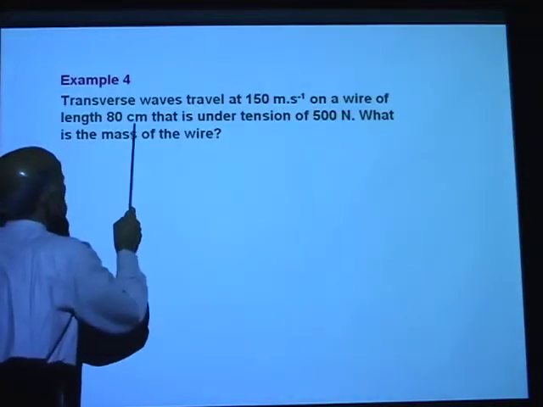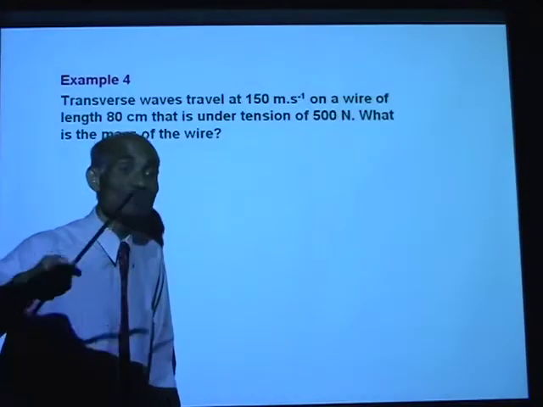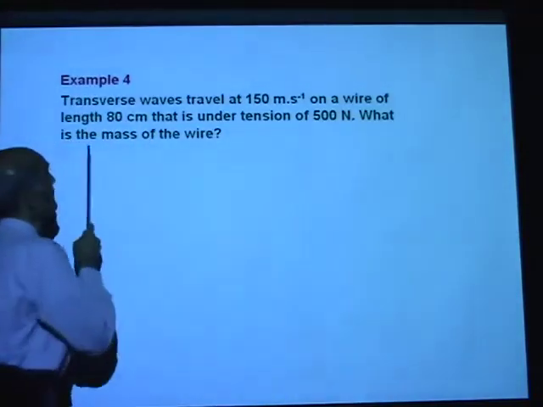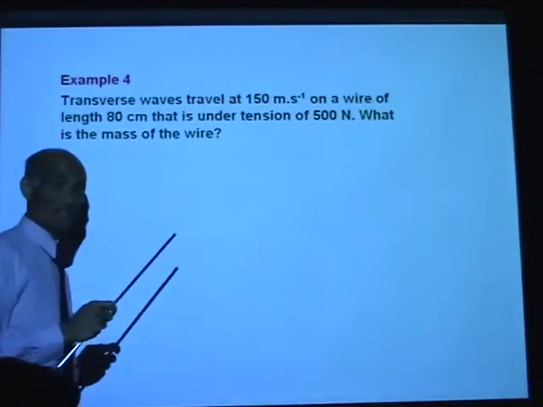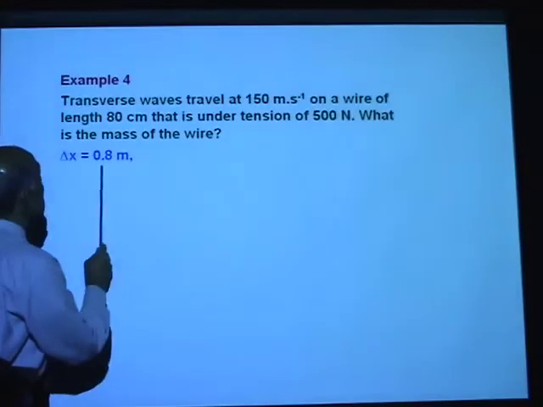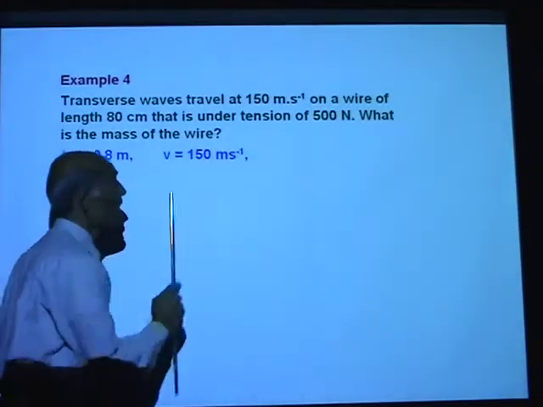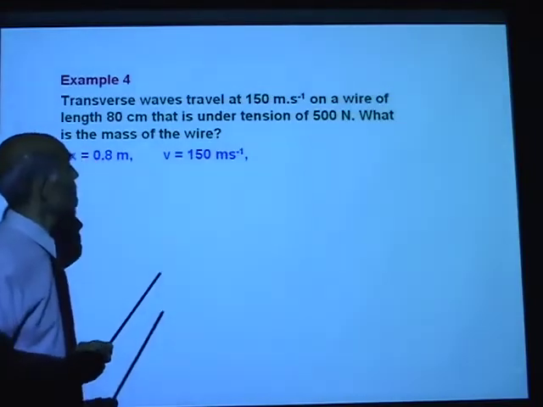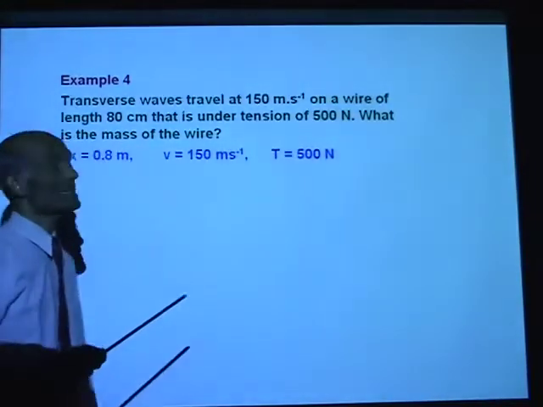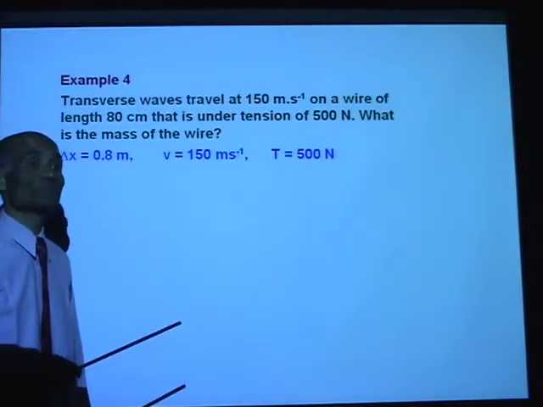We know its length. Well, if you know the mass per unit length, and you know the length, you can then find the mass of the wire, can't you? Yes. Alright, let's do that. Length of the string is 0.8 meter. The speed of waves on that string is 150 meter per second. And the tension on the string is 500 newton. So, what do we do first?